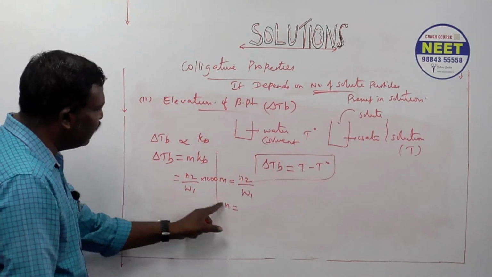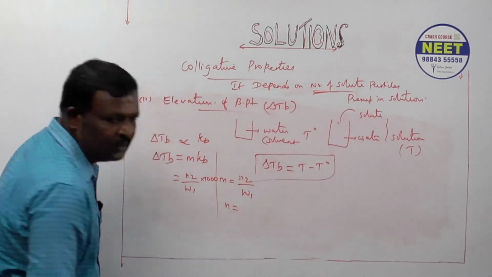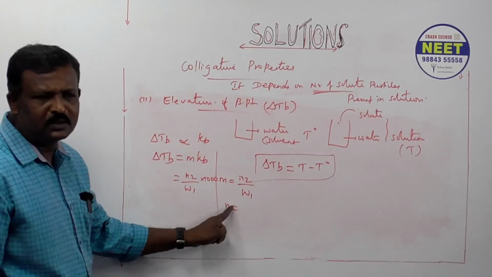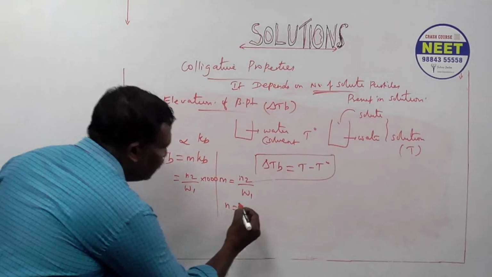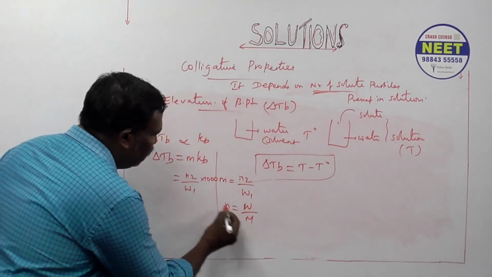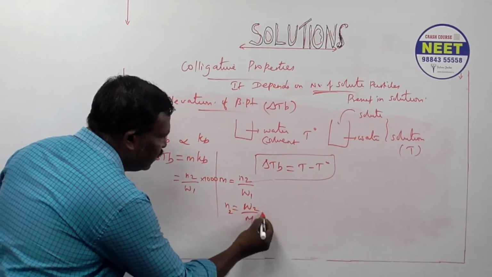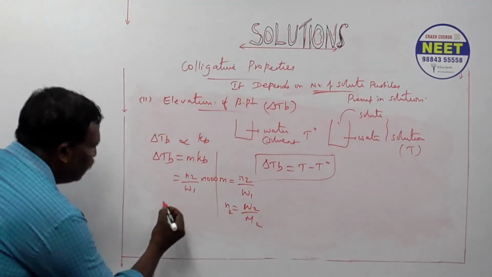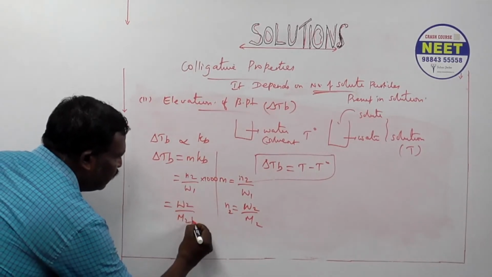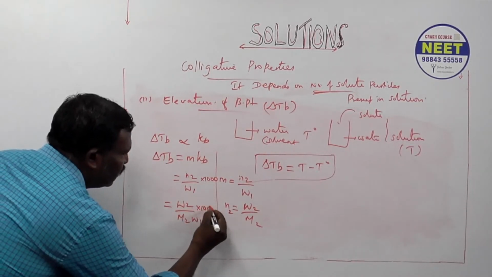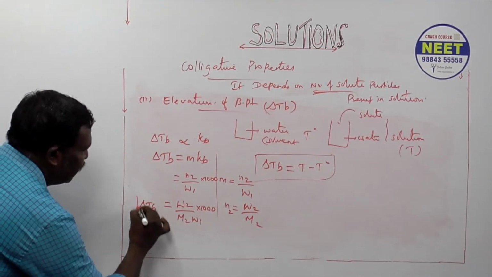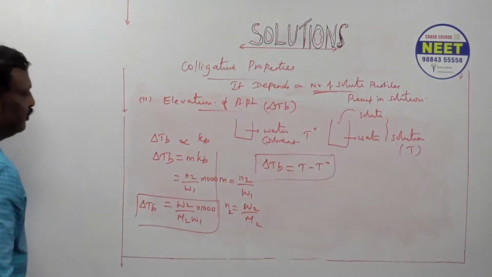What is the n formula? n, the number of moles, is mass by molar mass. So n2 is W2 by M2, and W1 into 1000 is already there. Are you following? This is the formula for del TB. Just copy it.